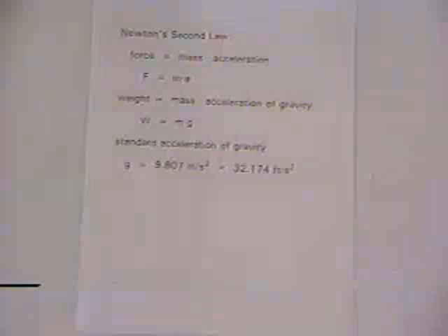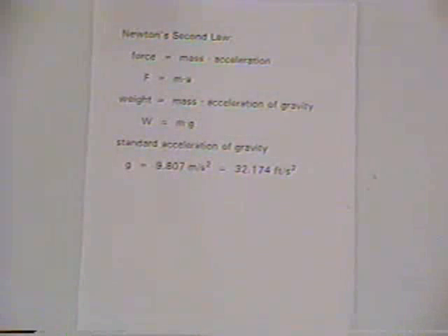Now, Newton's second law is a good tool to keep the relationship between mass and weight straight. Force is mass times acceleration, so we're talking about gravitational forces. The weight is mass times acceleration of gravity, and of course the standard acceleration of gravity is 9.807 meters per second squared, or 32.174 feet per second squared.